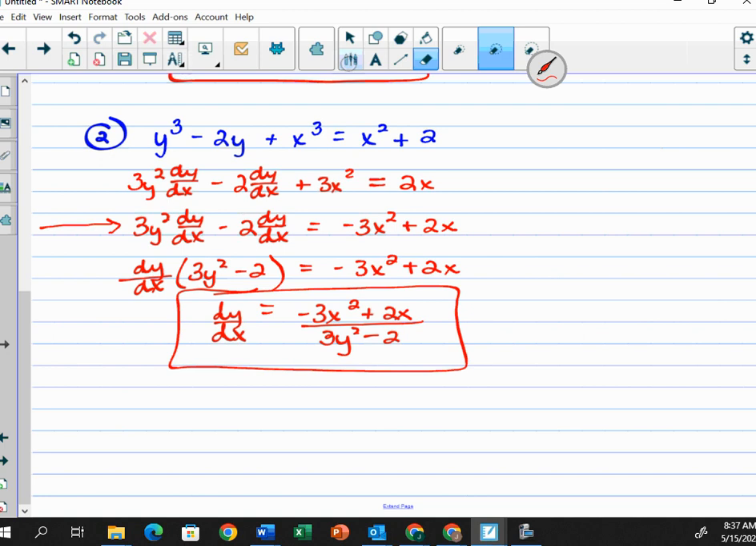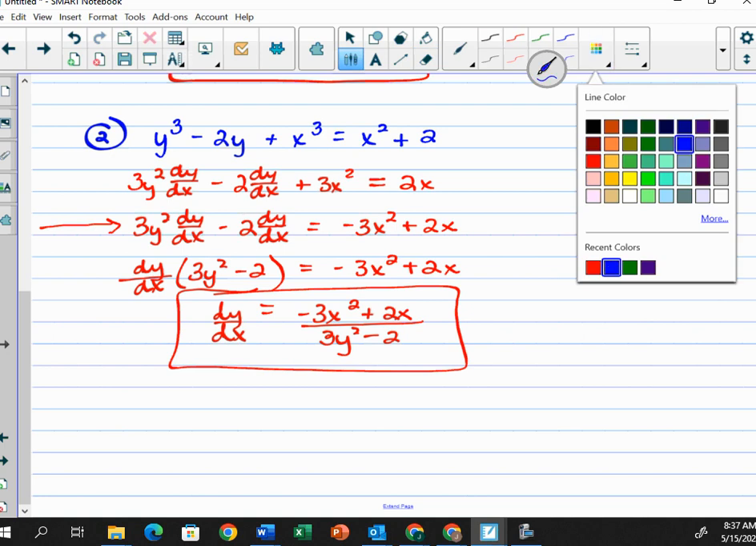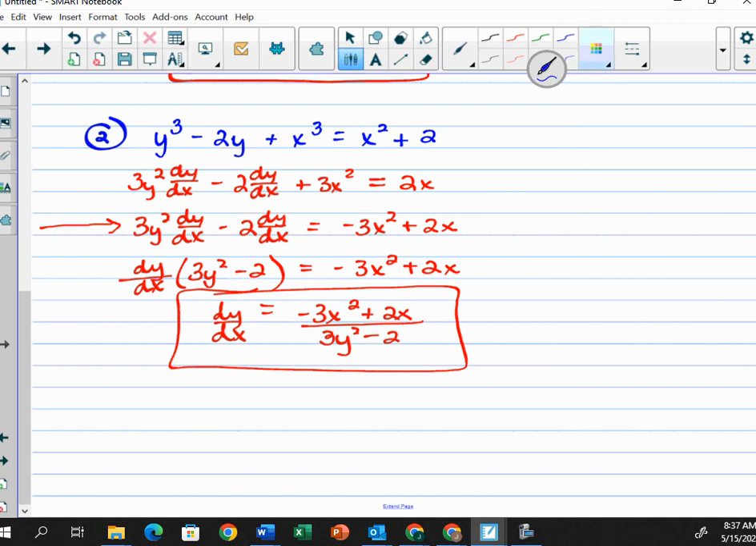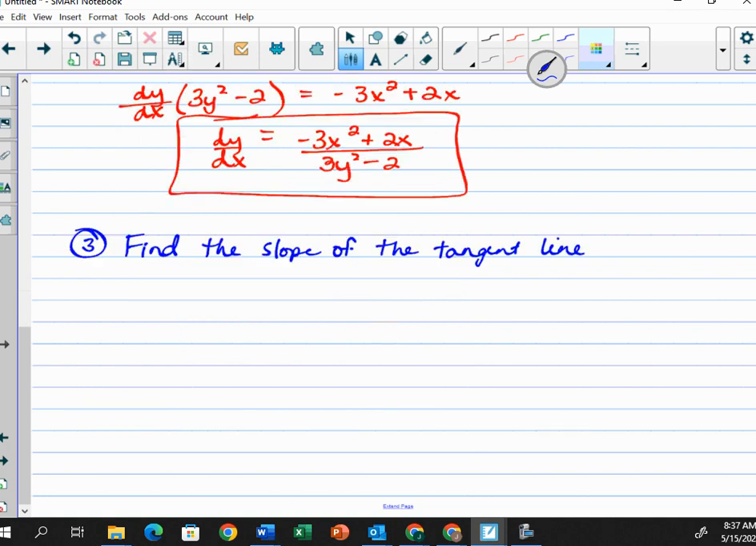Okay, let's try again. Now you're getting the basics, right? You've got the general idea. Okay, slope of the tangent line. What does that mean? Derivative. That should just in your brain be derivative, derivative, derivative.